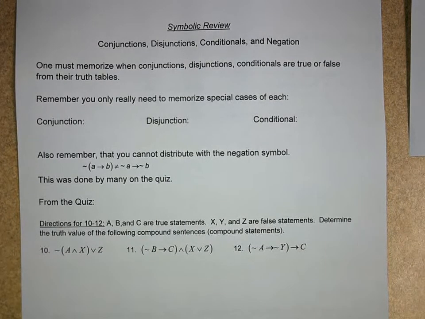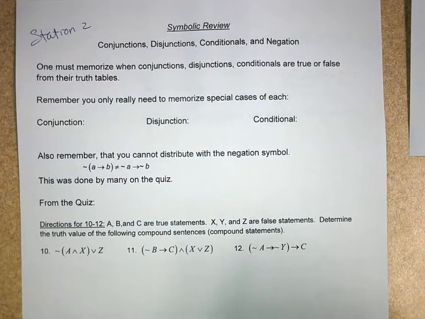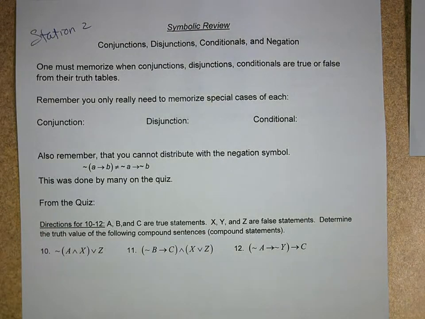Hi guys, this is going to end up being station 2. We are talking about symbolic review, and this is just to make sure everyone remembers conjunctions, disjunctions, truth tables.